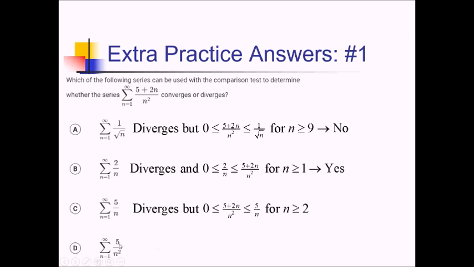Moving on to this last one, this one has a bigger issue. If you take out a 5 here, you've got 1 over n squared, which is a p-series with p greater than 1, which converges. So that one was a no.